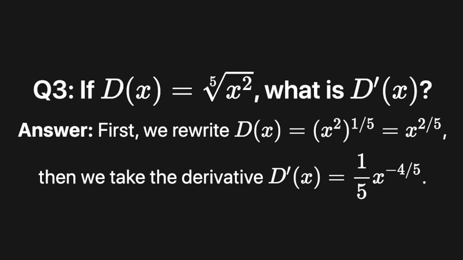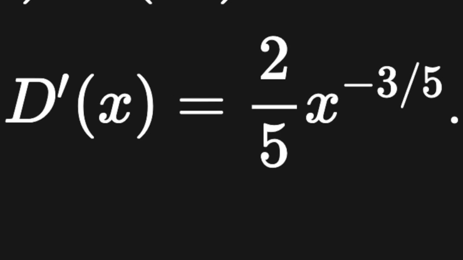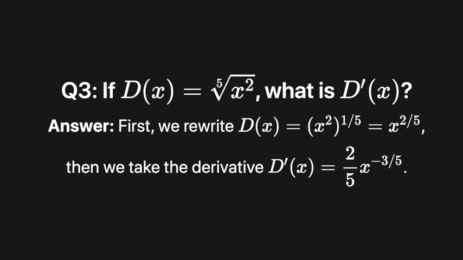If d of x equals the fifth root of x squared, what is d prime of x? First we rewrite d of x as x squared raised to the 1/5 power, which becomes x raised to the 2/5 power. Then we apply the power rule to see that d prime of x is 2/5 times x raised to the 2/5 minus 1 power, which is 2/5 times x to the negative 3/5.